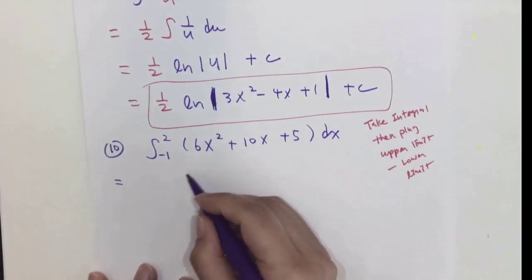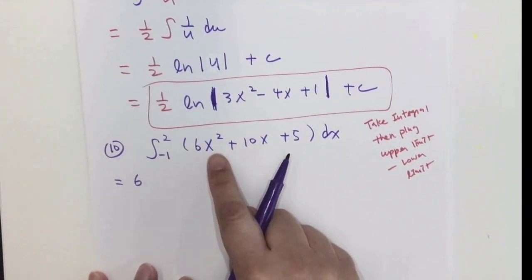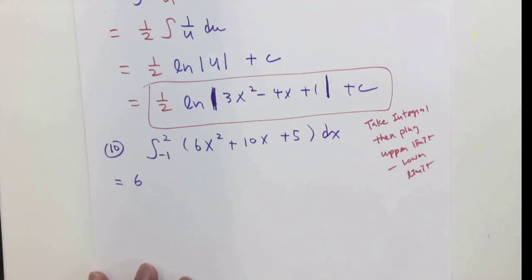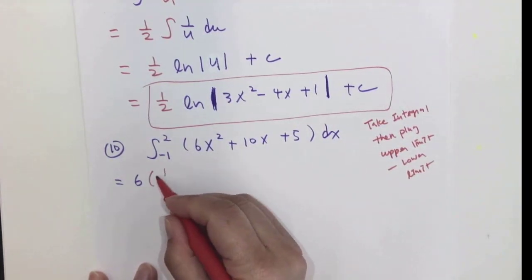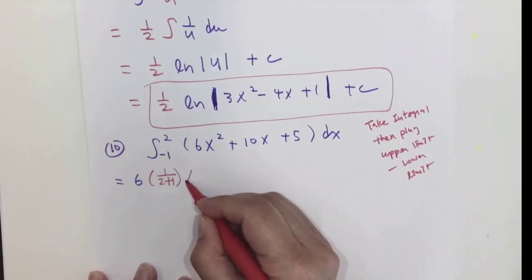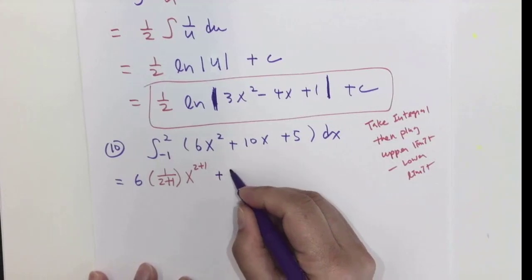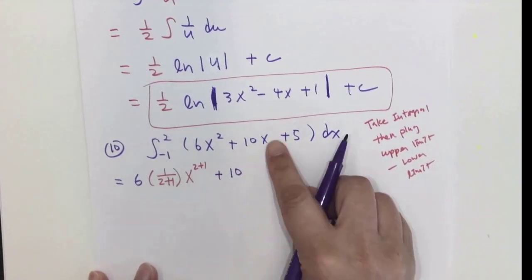So the first term is 6x squared. 6 goes outside, right? You're basically just taking the integral of x squared, which will turn into what? 1 over 1 plus 2. 2 plus 1, okay. And then x also 2 plus 1, right? And then the second term, 10 goes outside, and then the x part would be what?